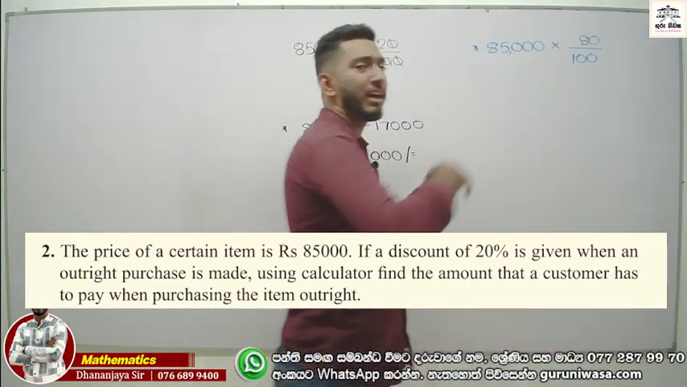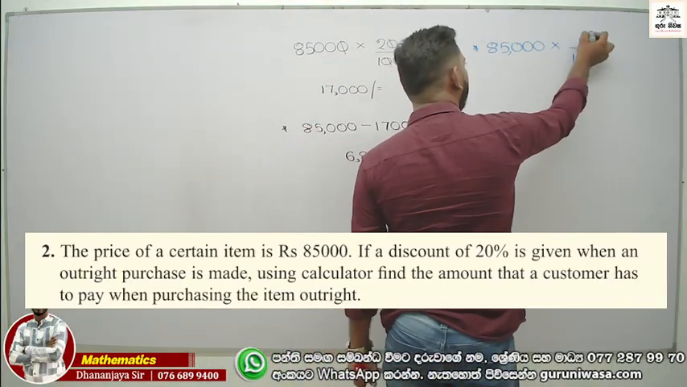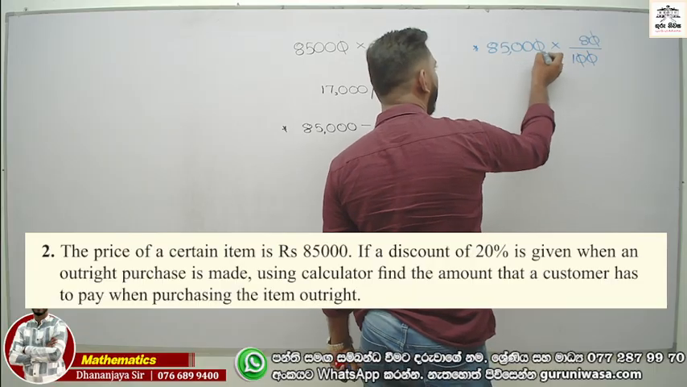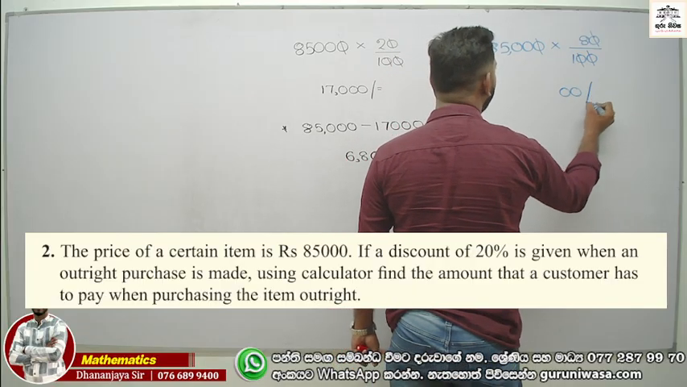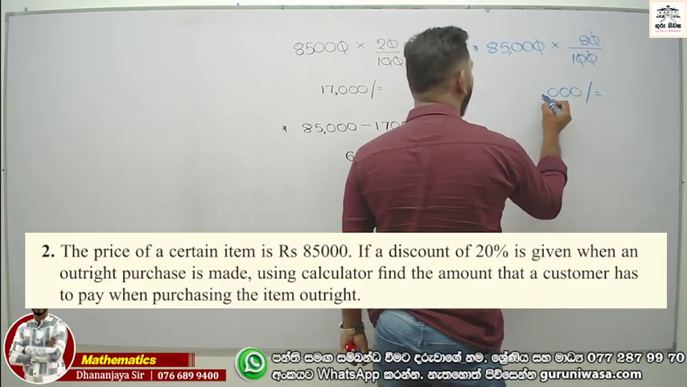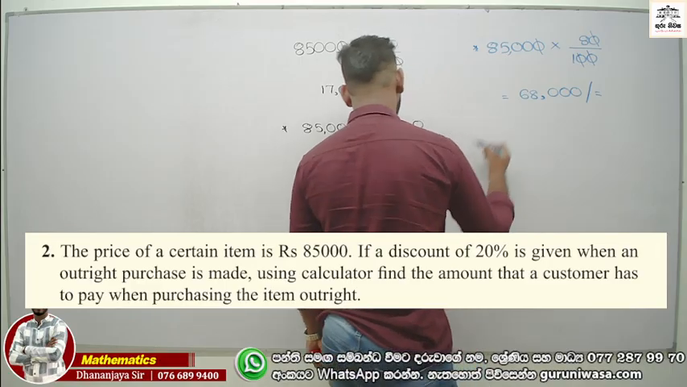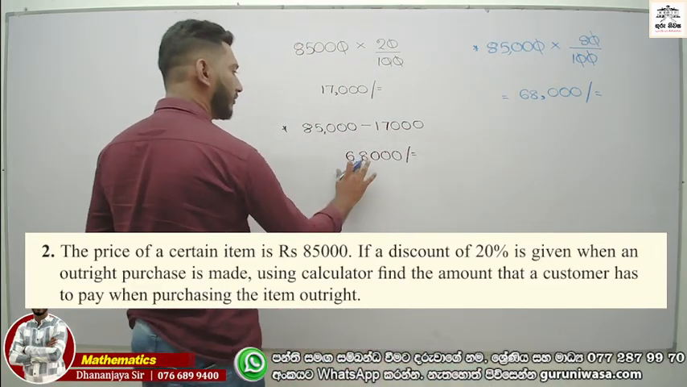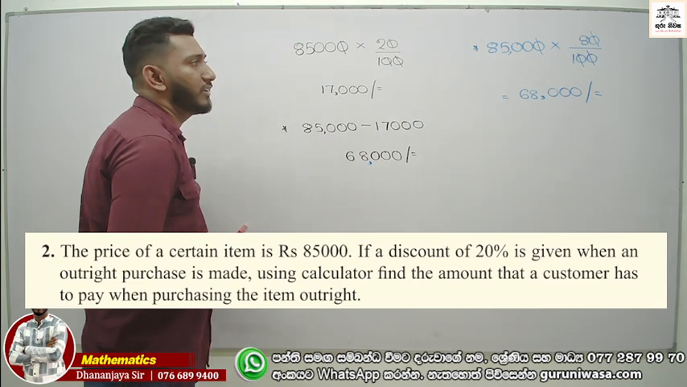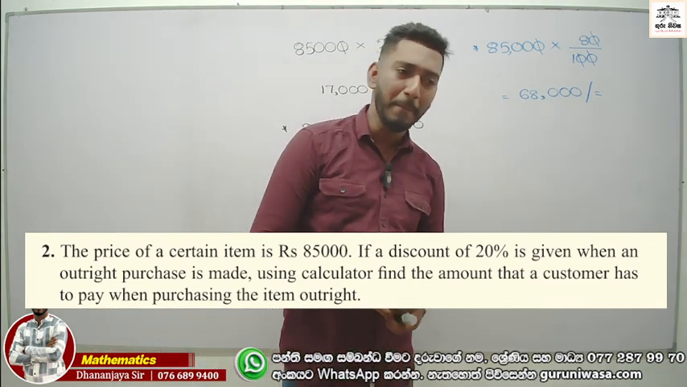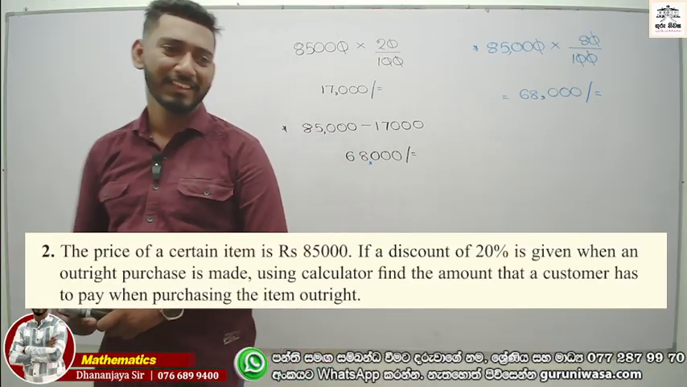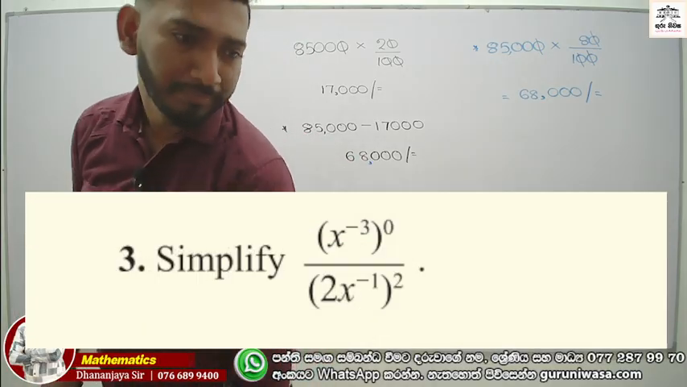Then you can do the calculation in one go. Right? 0, 0, 0, 0, and there are two zeros, 8 times 5 is 40 and 4 remainder, 64 and 68. Now 68,000. The same answer comes. 68,000. Right? Did you get the answer? Yes, sir. Yeah, good. Next one.